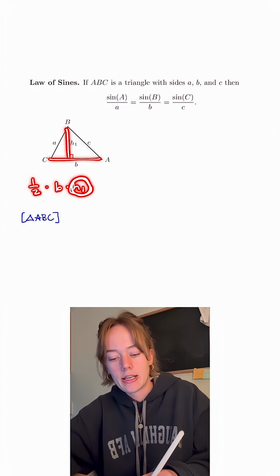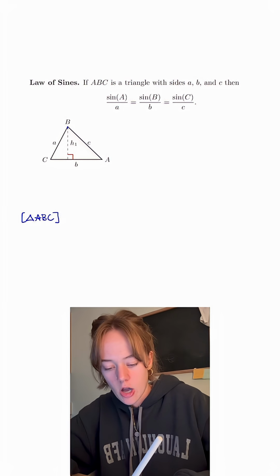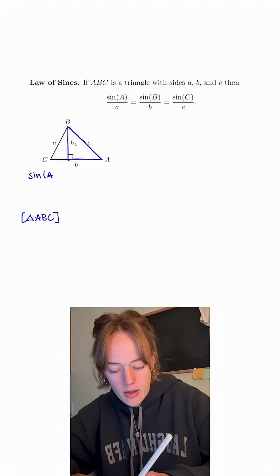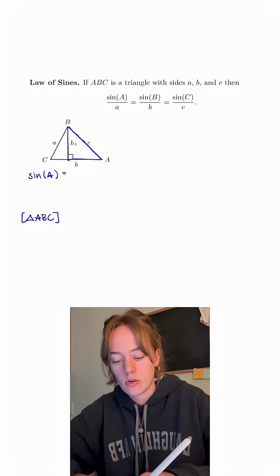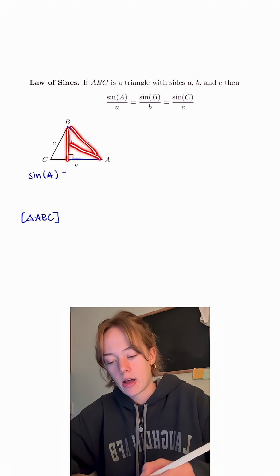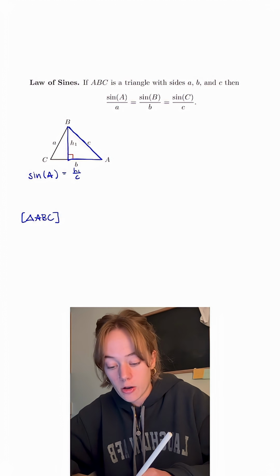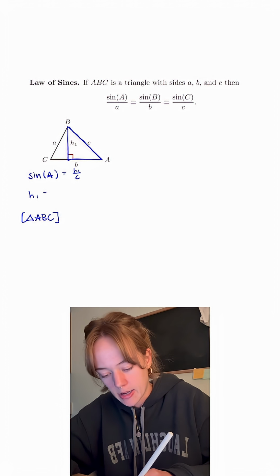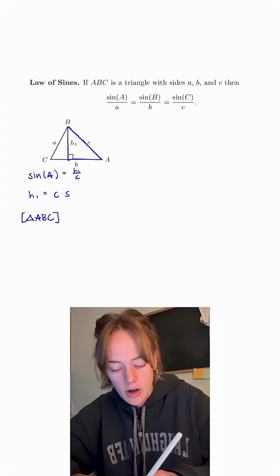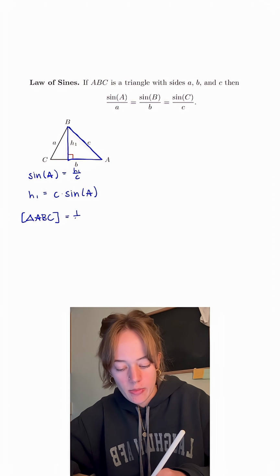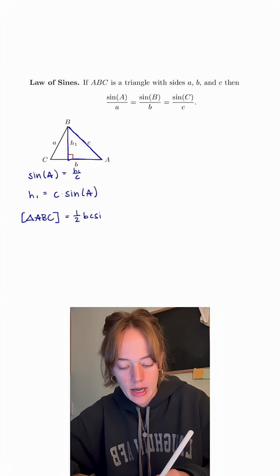Let's actually take this opportunity to introduce a sine. So I'm going to focus on this triangle right here and solve for that h1. So let's say sine of angle A. Sine is going to be opposite over hypotenuse. Opposite of A is h1, hypotenuse is c. So sine of A is going to be h1 over c. And if we solve for height by just multiplying by c on both sides, we're going to get that our height in this triangle is equal to c times sine of A. All right, so our area is going to be 1/2 base, which is b, times our height, which we just said was c times sine of A.